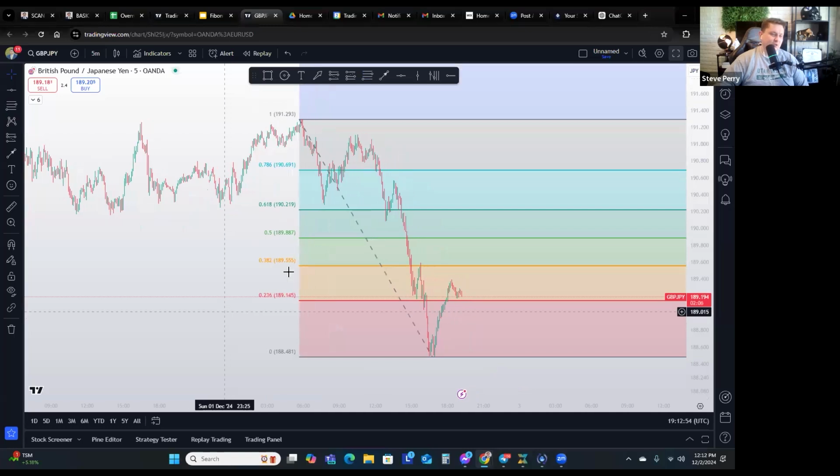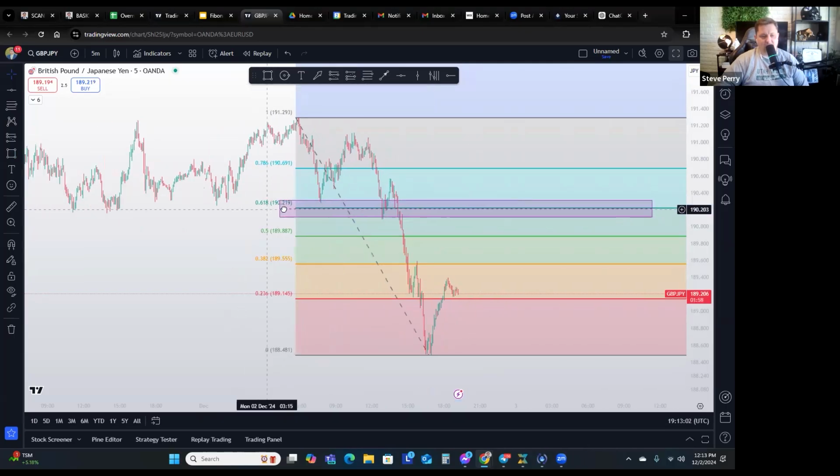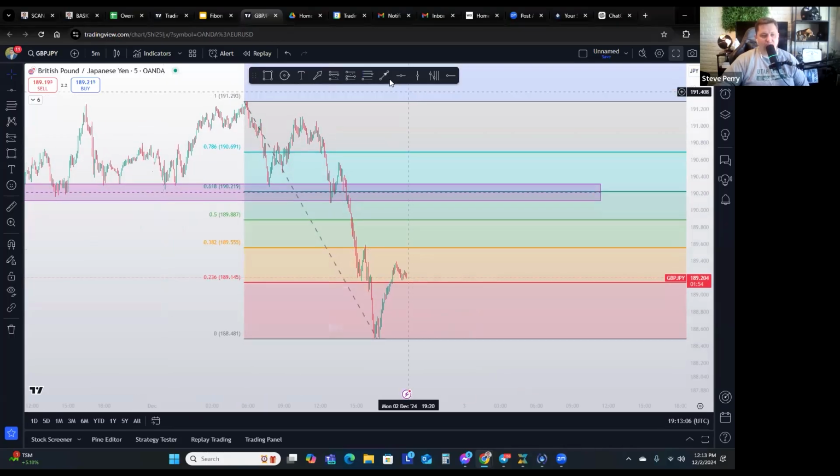Okay, so where's the 62% there? 62% is right in this area. So that might not be a bad place to look for reversals, in that spot right there. And again, that's if you want to look for the golden ratio. There could be reversals that happen right here. You could have reversals that happen right there or right there even.